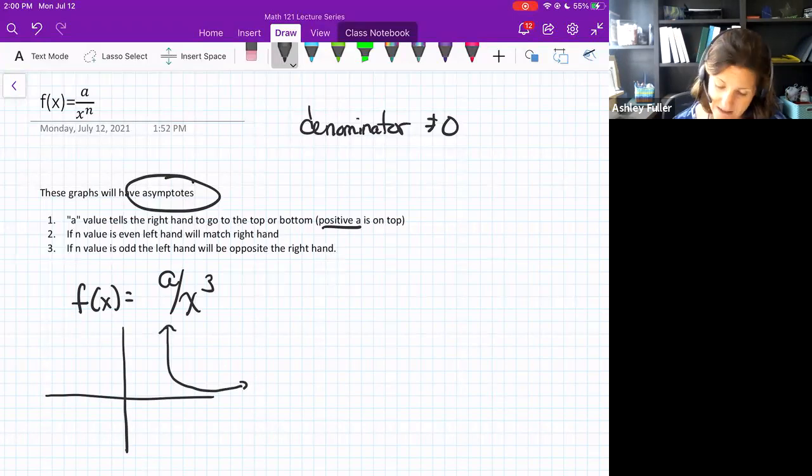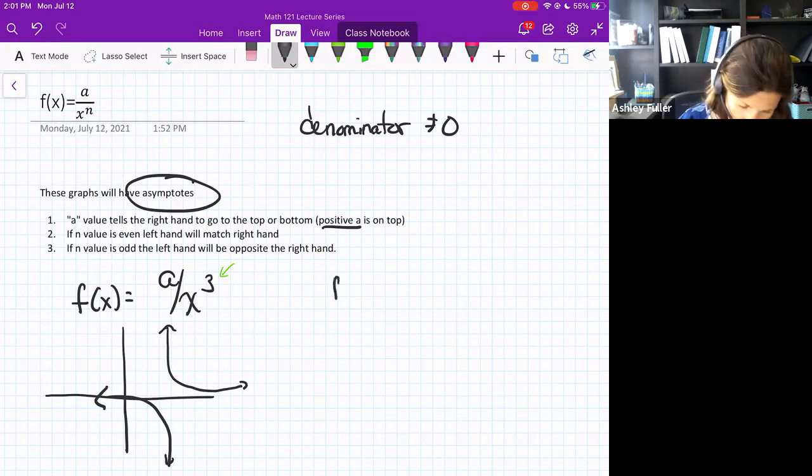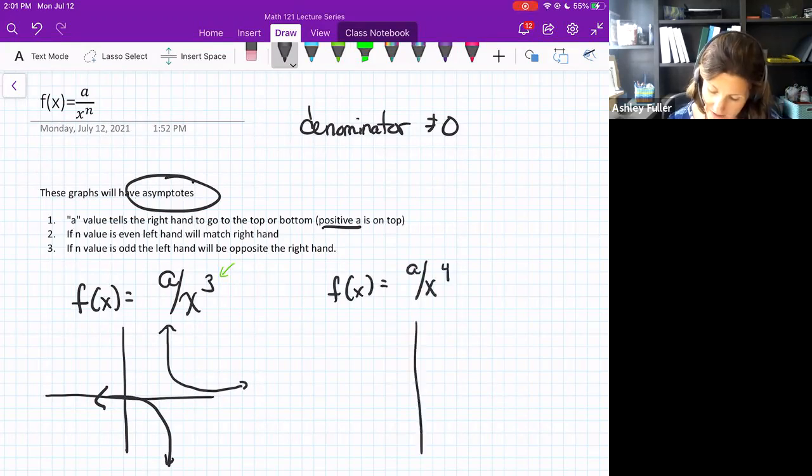And then the n value right here tells us what the left hand will do. If the n value is even, the right and left hand will match. If the n value is odd, the left hand will be opposite. So in this case, the left hand is going to go opposite of the right hand, so it will be going down.